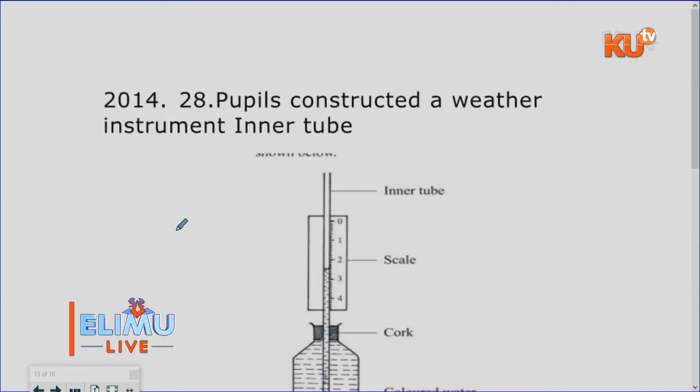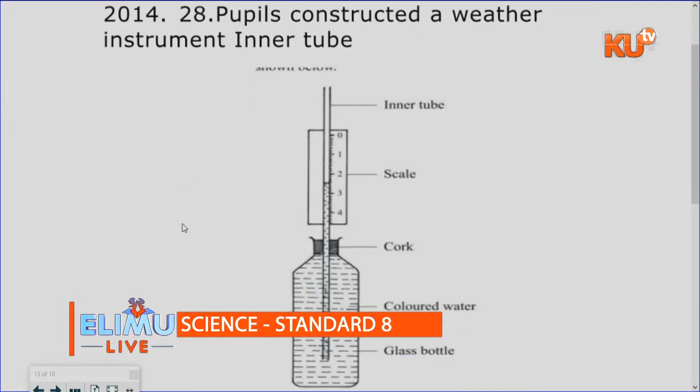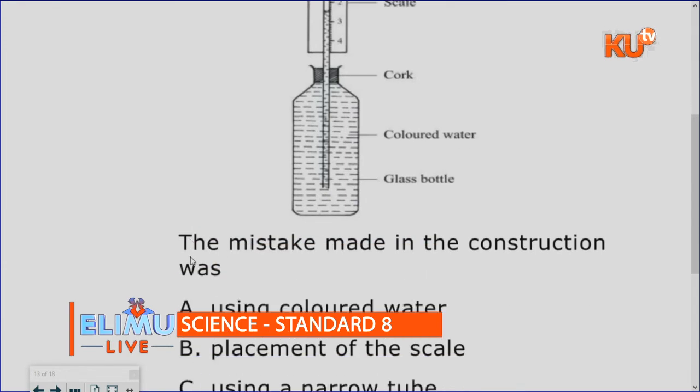2014, number 28. Pupils constructed a weather instrument with an inner tube. So this is our last question. The mistake made in the construction was.